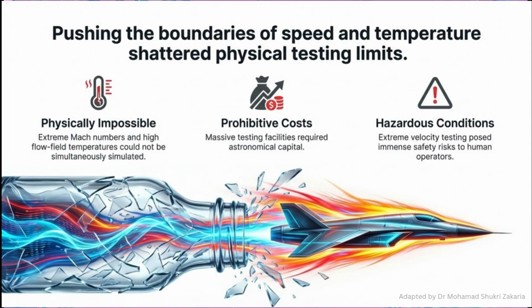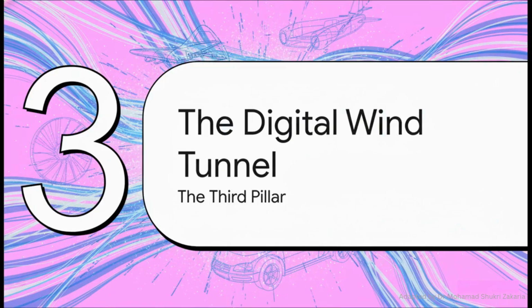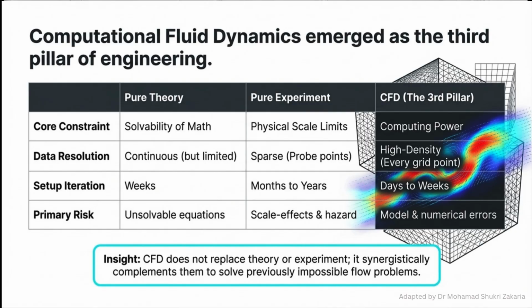And this is where our hero, so to speak, enters the picture. To get around these impossible problems, a whole new way of thinking was born. The digital wind tunnel. CFD became that crucial third pillar of engineering. This chart does a fantastic job of showing why CFD was such a game changer. Just look at data resolution. In a wind tunnel, you get data from a handful of physical sensors. With CFD, you get this rich, dense picture of the entire flow field at millions of points all at once.